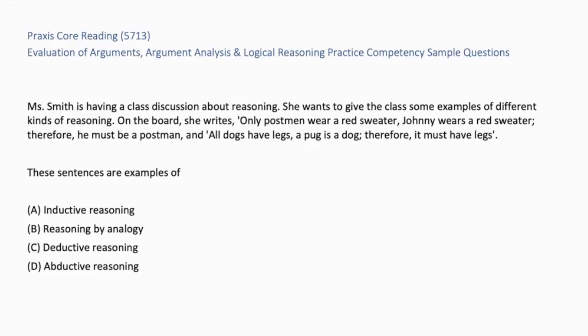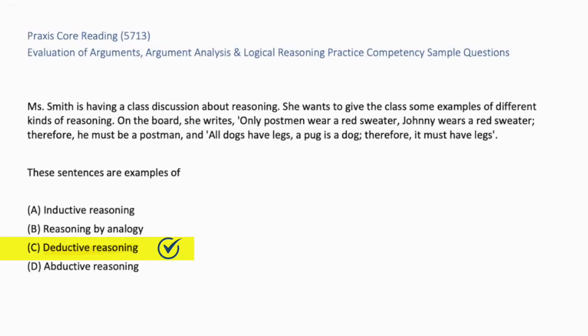These sentences are examples of A, inductive reasoning, B, reasoning by analogy, C, deductive reasoning, or D, abductive reasoning. Let's work through the process of elimination. A is incorrect. This goes the other way around. It starts with specific examples and makes a general rule. B is incorrect. This compares two similar situations to draw a conclusion. D is incorrect. This is an educated guess or an inference to the best explanation.